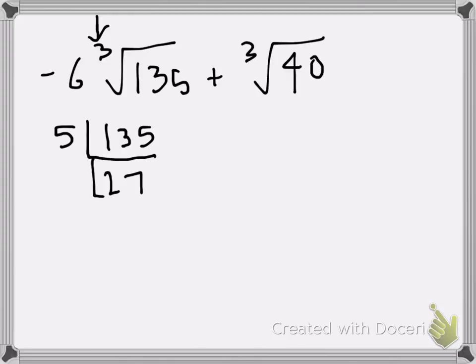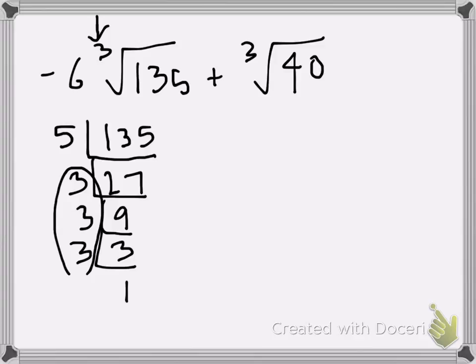If you just put that in your calculator, 27 is 3 times 9. 9 is 3 times 3. And then 3 is 3 times 1, and we're done. And remember, because of the index up there, we're looking for groups of 3 of the same factors.